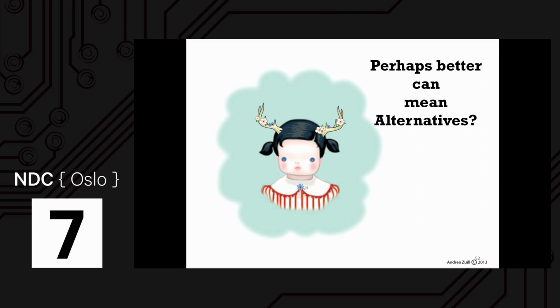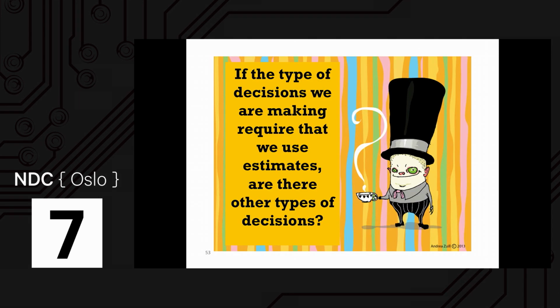Okay, so maybe there are alternatives. The alternative on the junk food is, one thing, don't eat the junk food. Another one would be fill yourself up on healthy food, and if you still have some room left, well, then you don't have as much room for the junk food. I don't know. You come up with your own ideas. This is the real question that I want to ask: if the kinds of decisions that we're making require that we use estimates, maybe there are some other kinds of decisions we should be making on our projects.